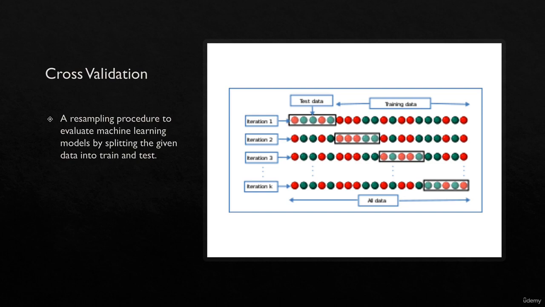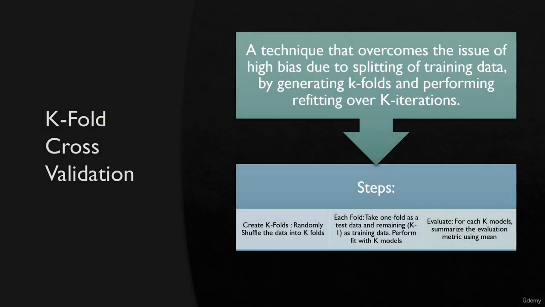Under cross-validation, we've got the k-fold cross-validation technique. This technique overcomes the issue of high bias due to the splitting of training data, by generating k-folds and performing the refitting over k iterations. The steps that we follow in k-fold cross-validation are: first, we create k-folds. That means we randomly shuffle the data into k-folds, and for each fold we consider it as test data and the remaining k-1 folds as training data.